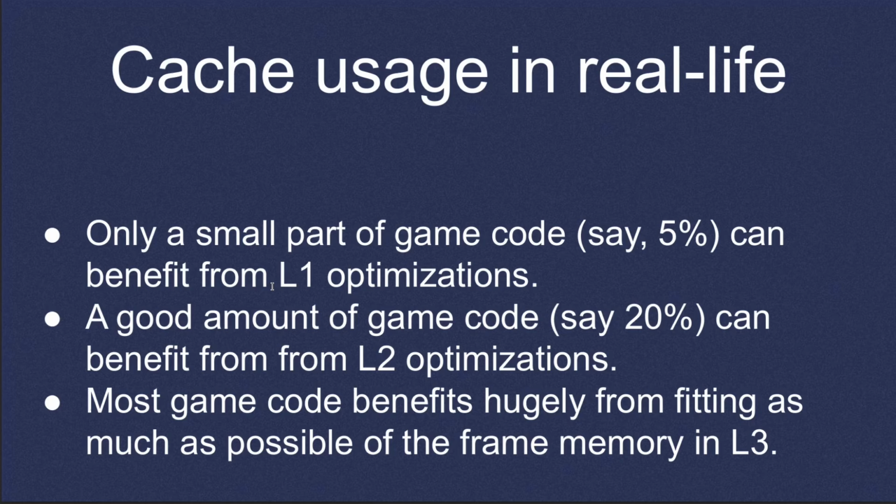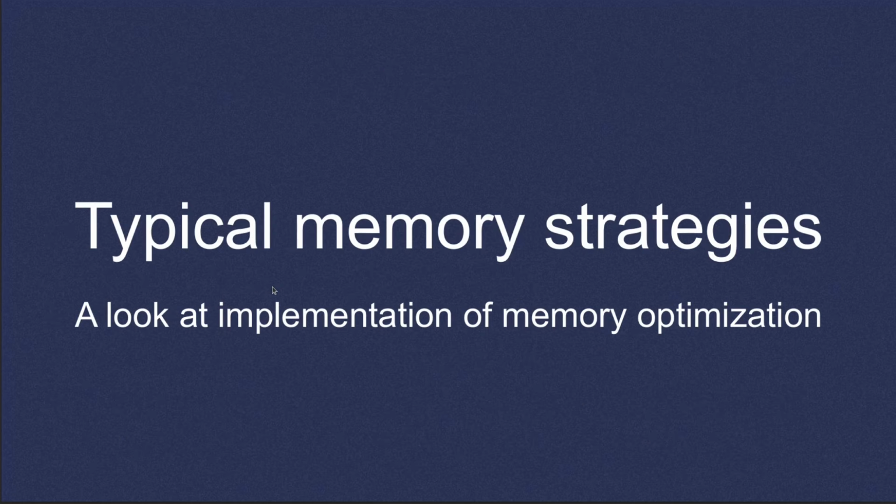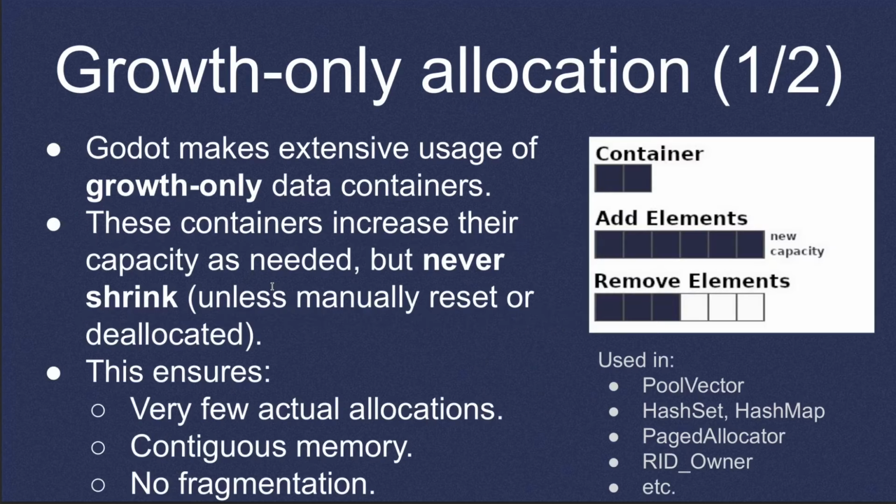So you're going to see that Godot does this a lot. So some typical memory strategies, just very basic things that you're going to see when we discuss the source code, so you understand what it is for. Growth-only allocation is a super important memory strategy to understand. This is used a lot because devices now have so much memory and you don't really need to use 100% of it, especially the CPU memory. So it's better to just leave memory unused, but that is going to give you a lot more performance. How does this work? Well, use growth-only allocation.